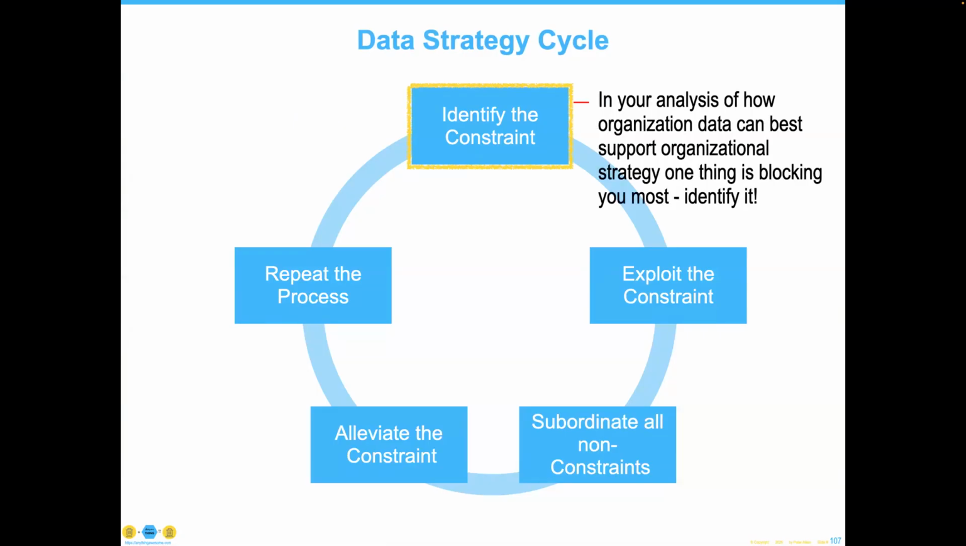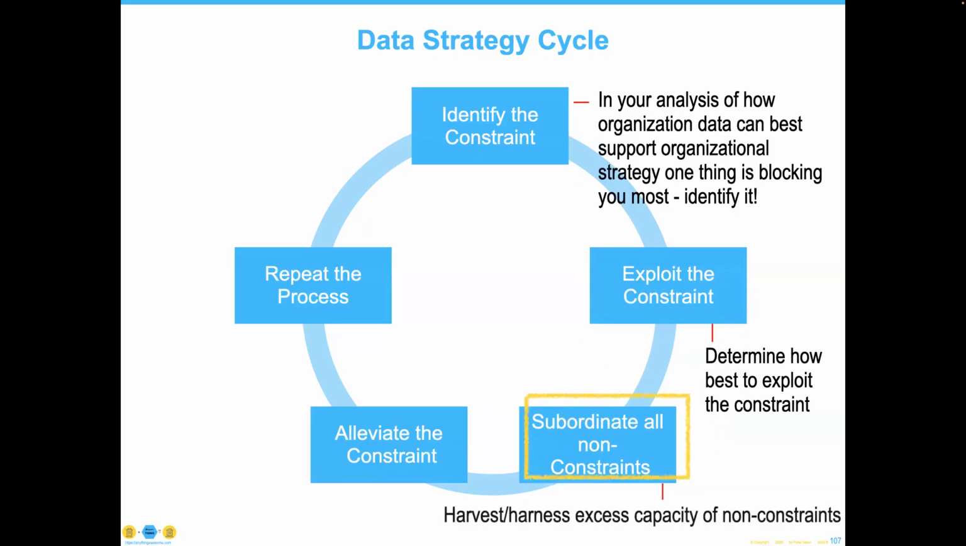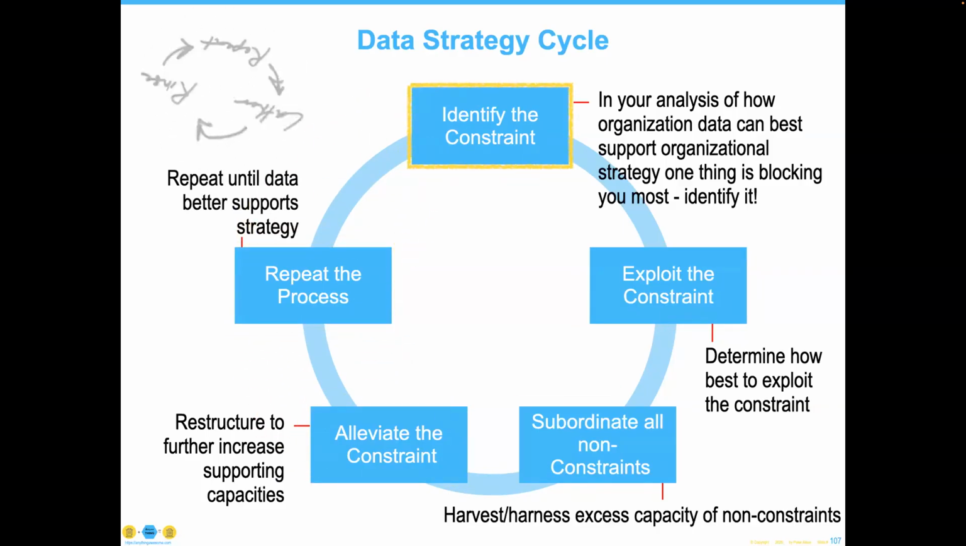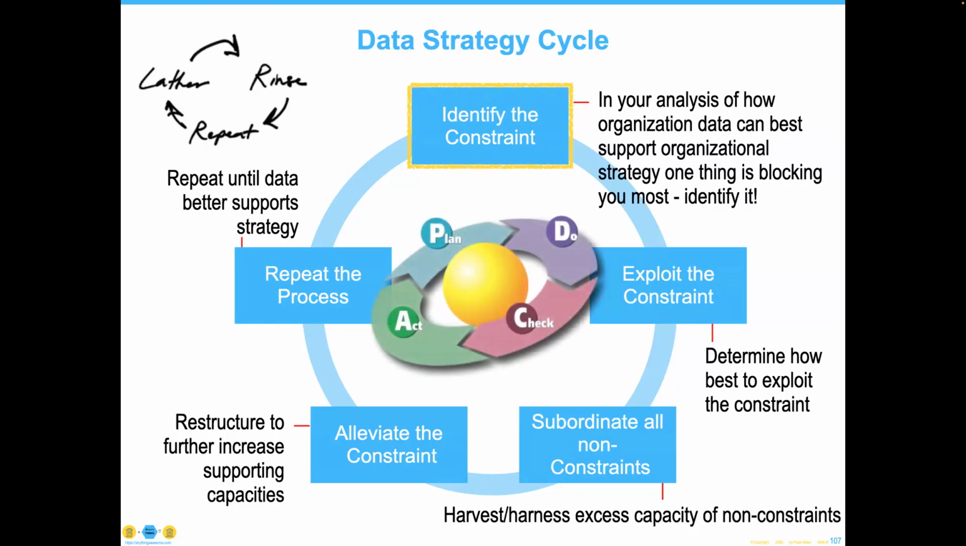So if we look at it from a data perspective, it's a little bit different, but I think it still works. In your analysis of how data can best support the organization's strategy, one thing is blocking you the most. Identify it. Again, determine how to fix that one thing, make sure that nothing else is competing for time and resources and attention, and then restructure to support a further capability on that. When you're done, repeat. Do you see the lather, rinse, and repeat cycle in here? Yes, really, really good. In fact, if you look at it really hard, it starts to look an awful lot like a Deming quality cycle.